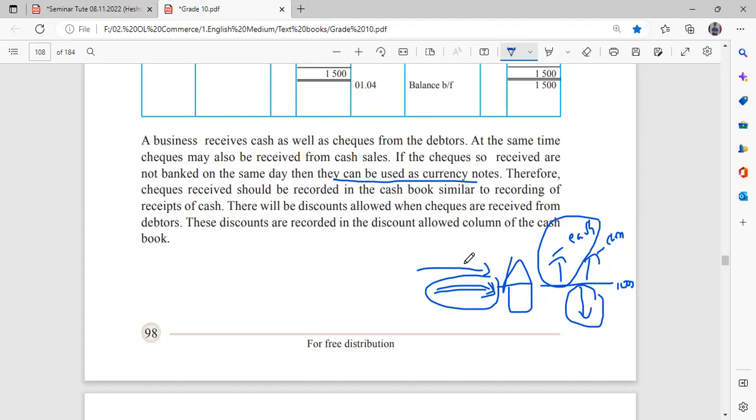Therefore, checks received should be recorded in the cash book, similar to the recording of receipts of cash. There will be discounts allowed when checks are received from the debtors. Sometimes, when we receive checks from the debtors, we may allow discounts, right? That's why these discounts are recorded in the discount allowed column of the cash book.